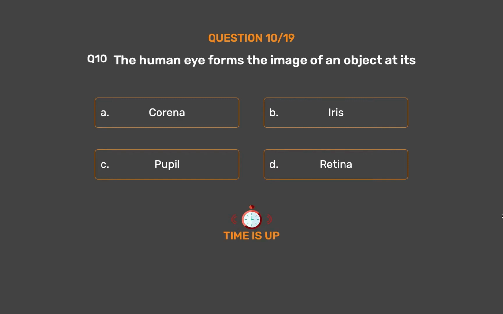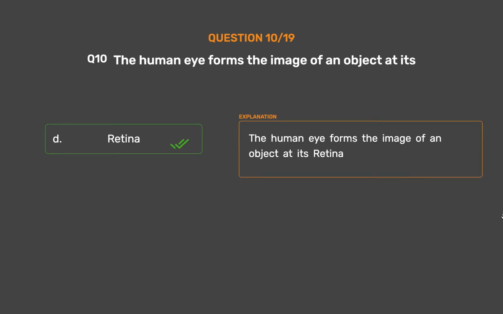The correct answer is option D, retina. The human eye forms the image of an object at its retina.